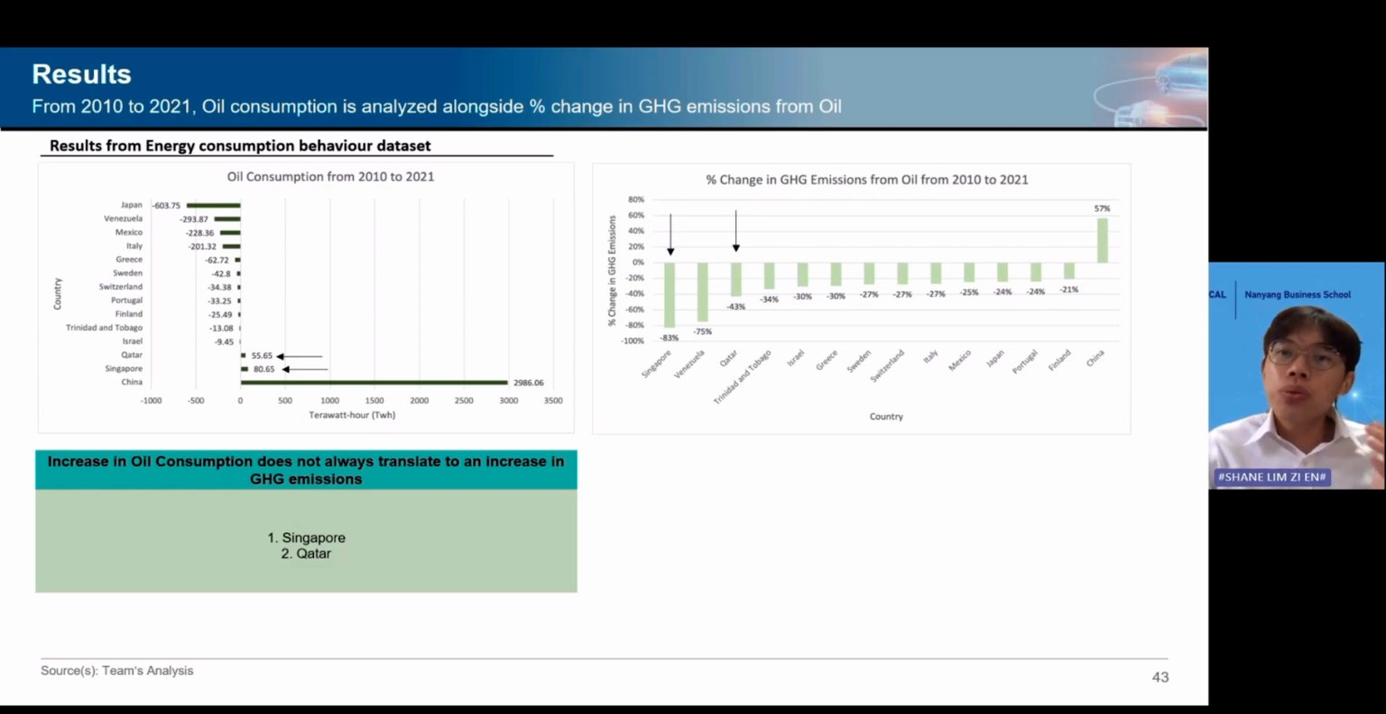There are two key interesting insights here. Firstly, increase in oil consumption does not always translate to an increase in greenhouse gas emissions. Examples here are Singapore and Qatar. This could be due to better carbon capture storage measures.